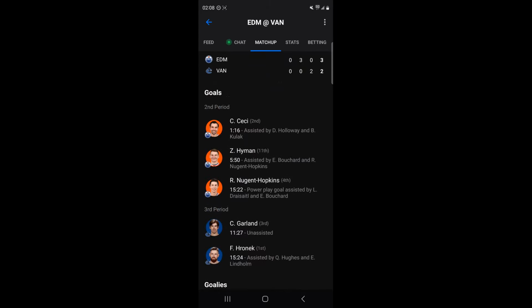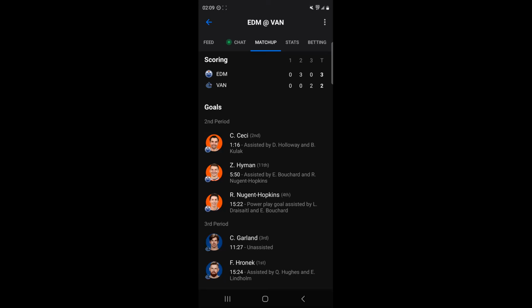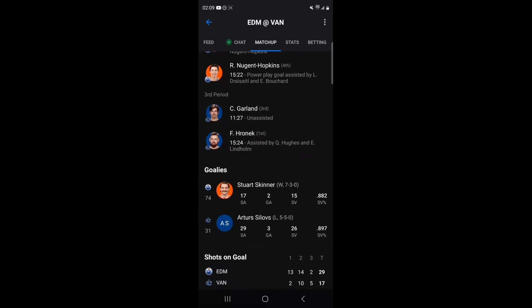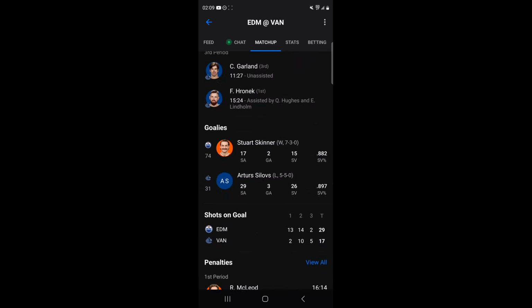Goal scorers, as I gave to you in the second period, were Ceci, Hyman, and Nugent-Hopkins. Nugent-Hopkins on the power play, as Edmonton finally got a power play goal, and lo and behold, it ends up being the game winner. As in the third period, Garland and Hronek did make it 3-2. It was almost heart attack central once again for any Oilers fan, but they did manage to hang on this time. And again, as I said, we go on to play the Stars.